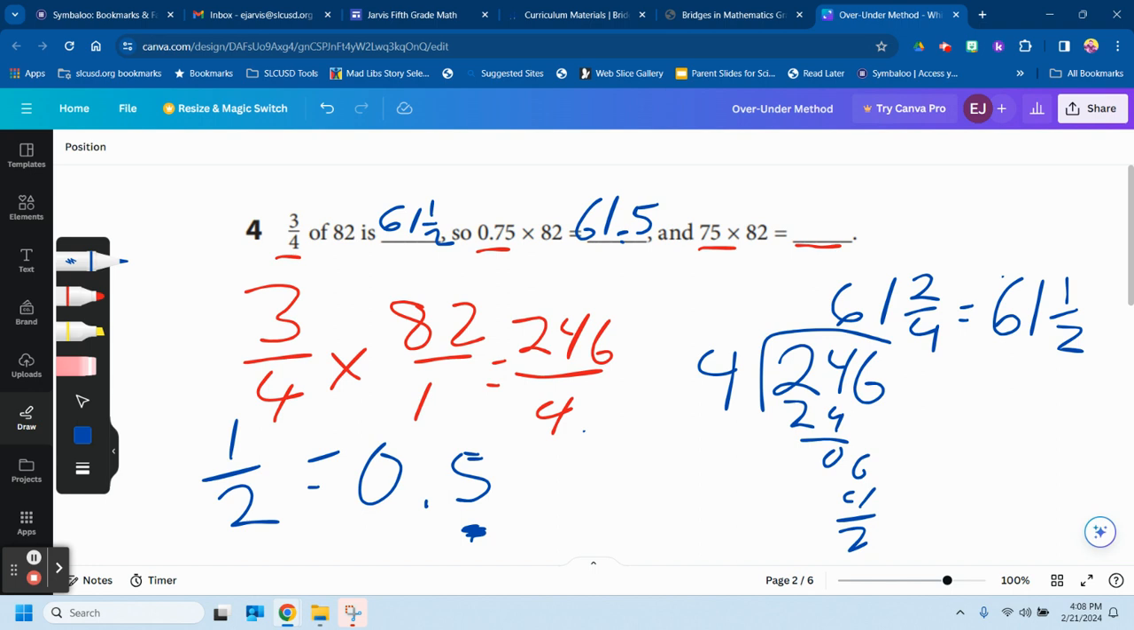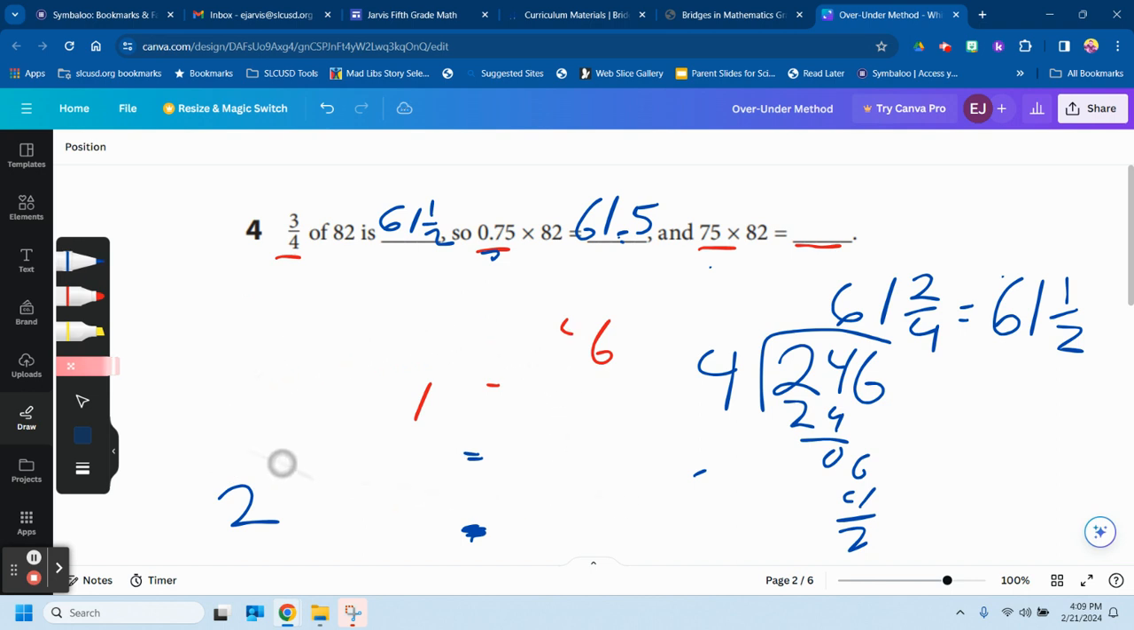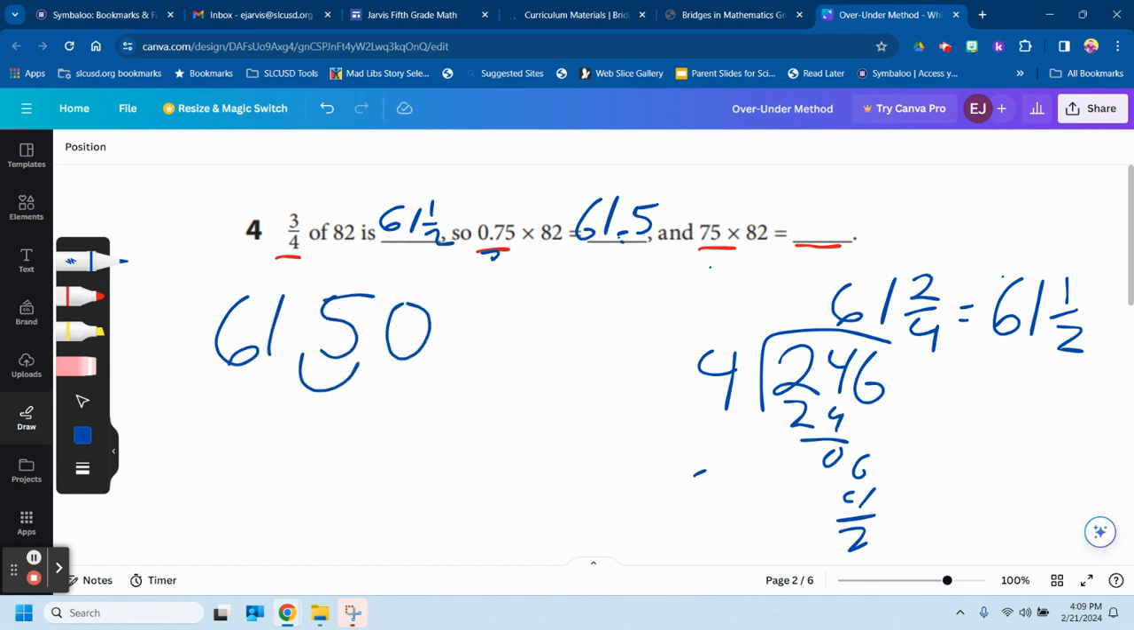Okay. So if 75 is 100 times greater than 0.75, I have to move the decimal point 2 to the right. So 61.5. Let me make some room here. Moving the decimal place 2, I have to add a 0, move it again, and I get 6,150. Okay. So that's how it kind of goes. If you know 5/10 is a half, it makes it kind of easy. And then 75 is 100 times greater than 75 hundredths.